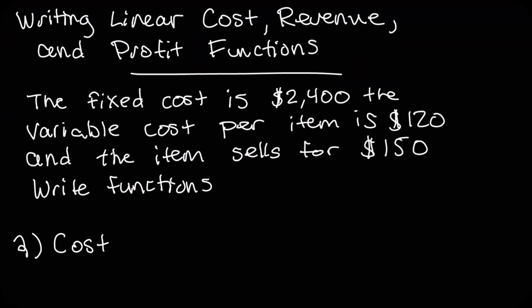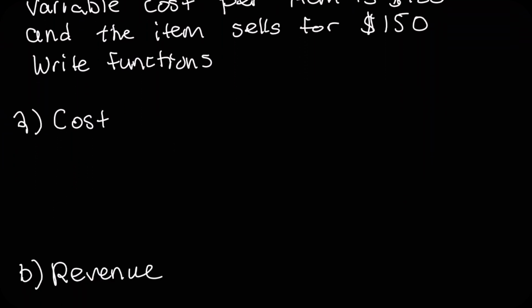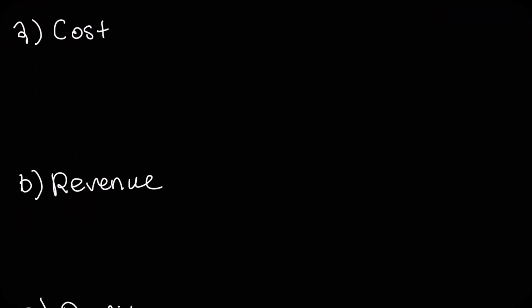Our fixed cost is $2,400, and the variable cost per item is $120. Finally, our item sells for $150, and we want to go ahead and write out these individual functions.